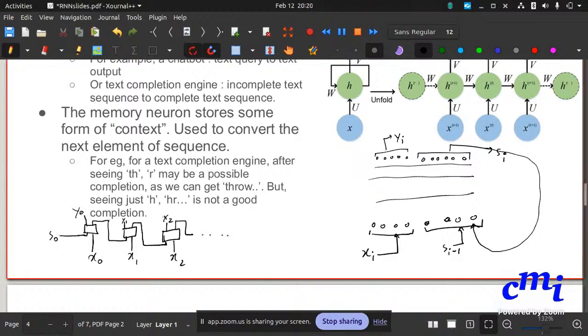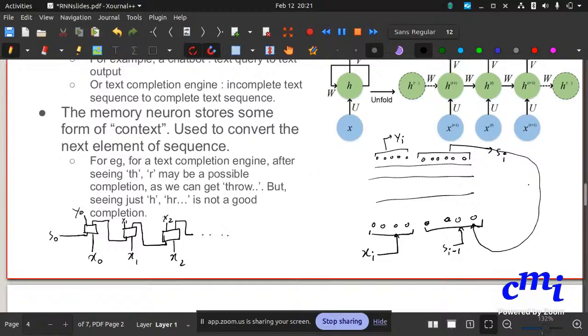Now notice here that this can process arbitrarily long sequences. So there is no limit on the number of elements in my sequence. I don't need to have some upper bound on how long a sentence I can process. I can use this kind of architecture to process any kind of sentence. So this is the idea of the RNN.